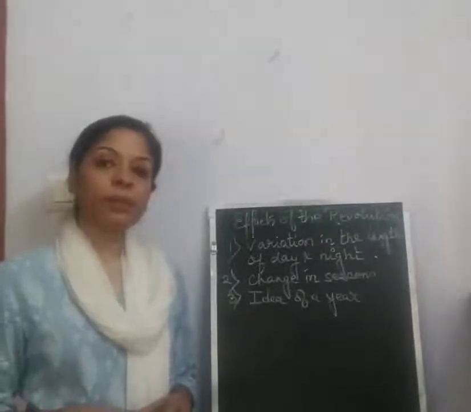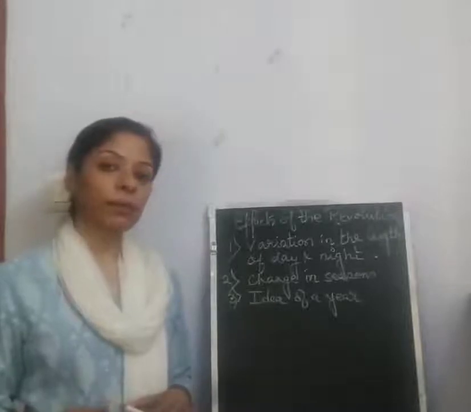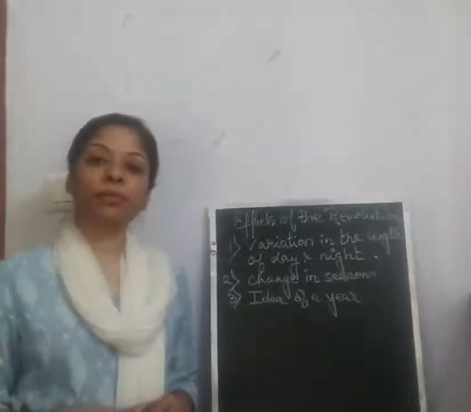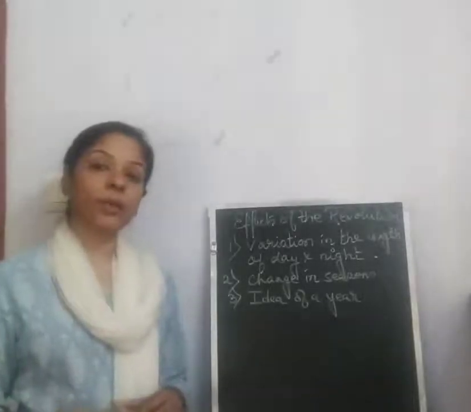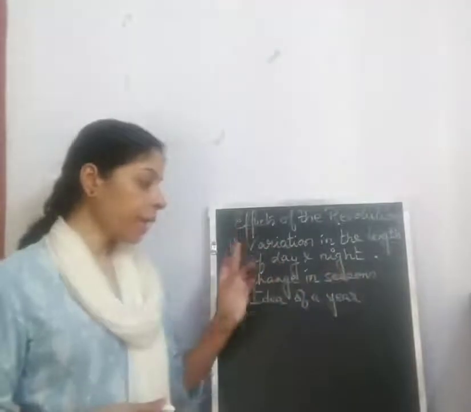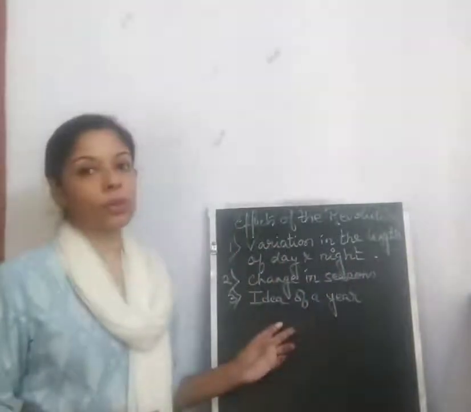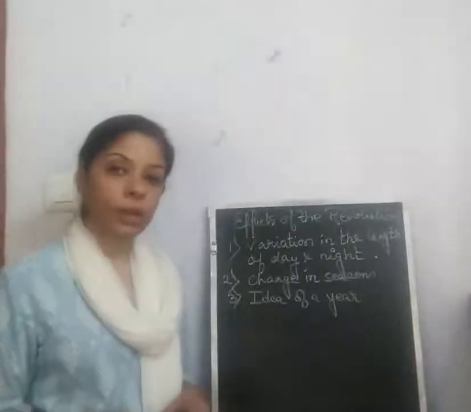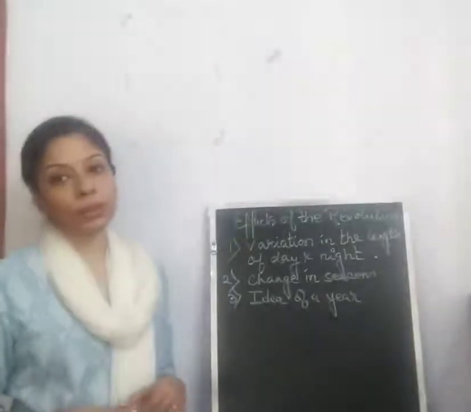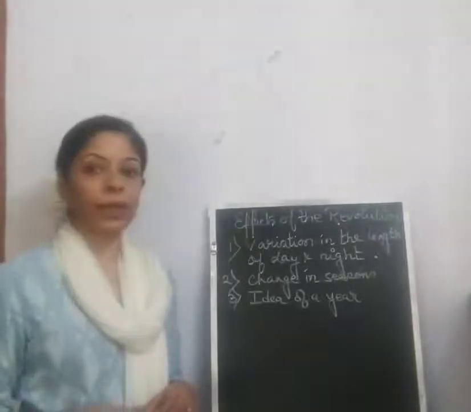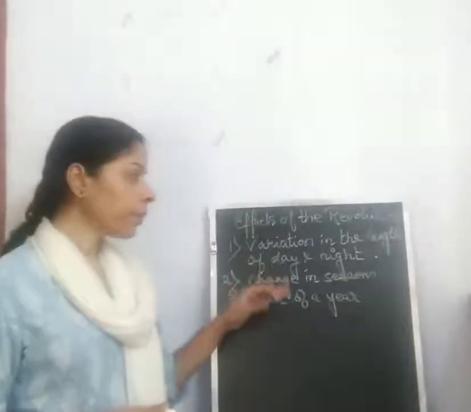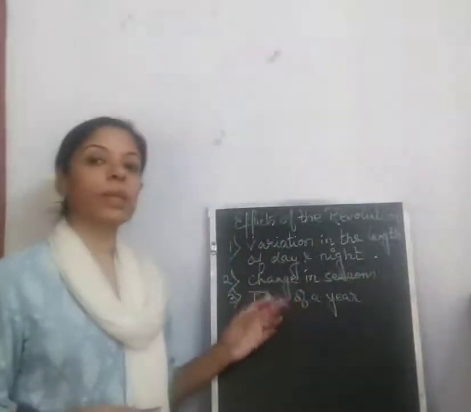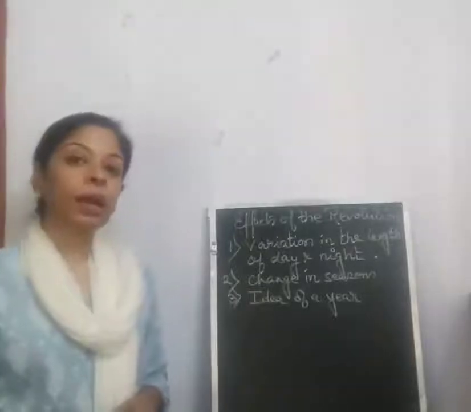The second effect is that due to the variation in length of day and night, the amount of sun rays received by the Earth's surface differs, there is a difference in temperature, which again gives rise to change in seasons. And the third effect of the Earth's revolution is that from the revolution of the Earth, we get the idea of a year. One complete revolution of the Earth around the Sun is taken as a year by us. So, what are the effects? Variation in the length of day and night, change in the seasons, and also we get an idea of the year.